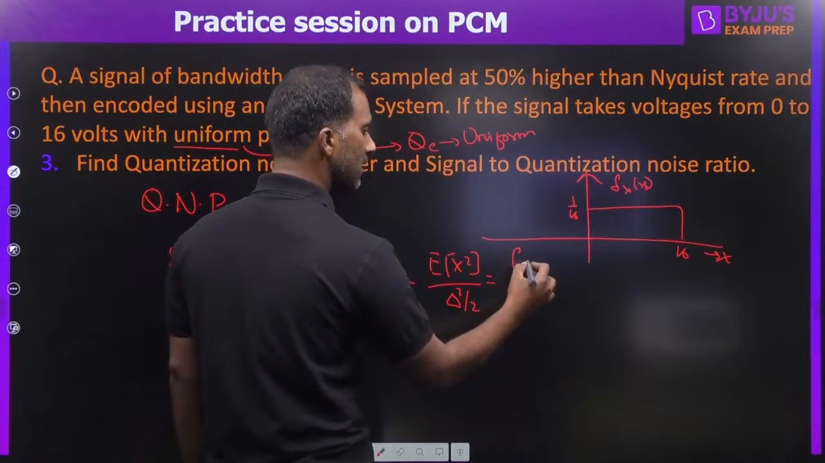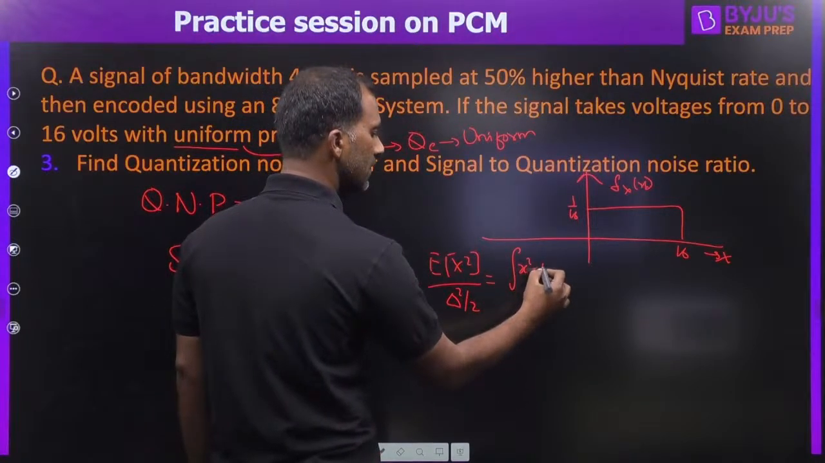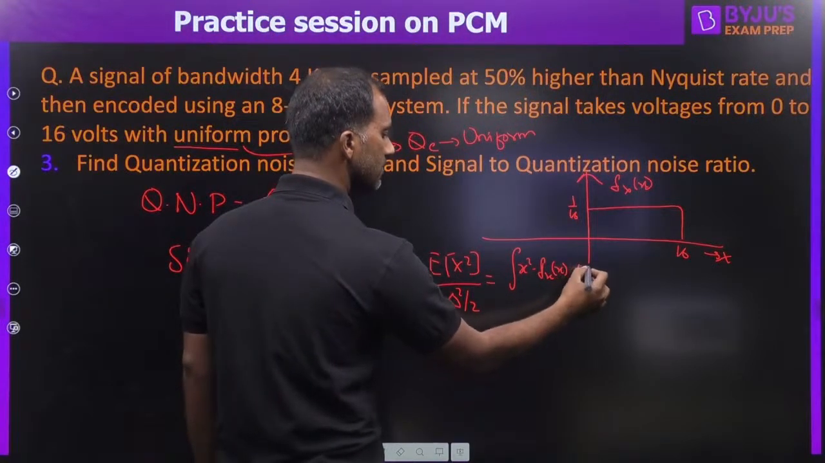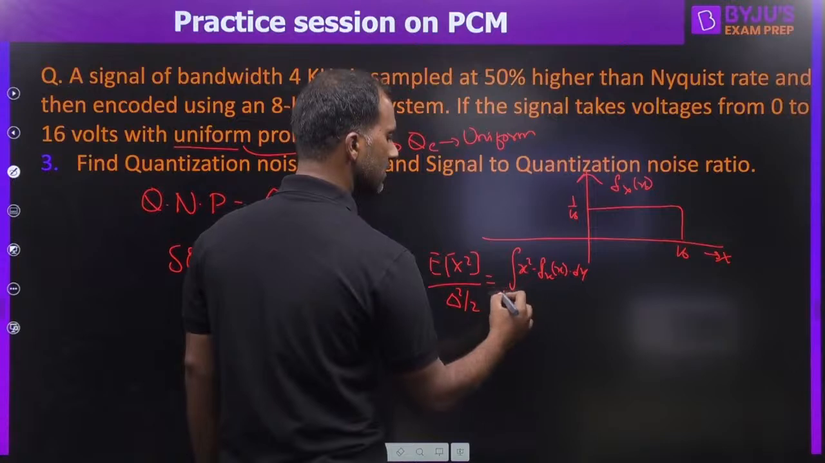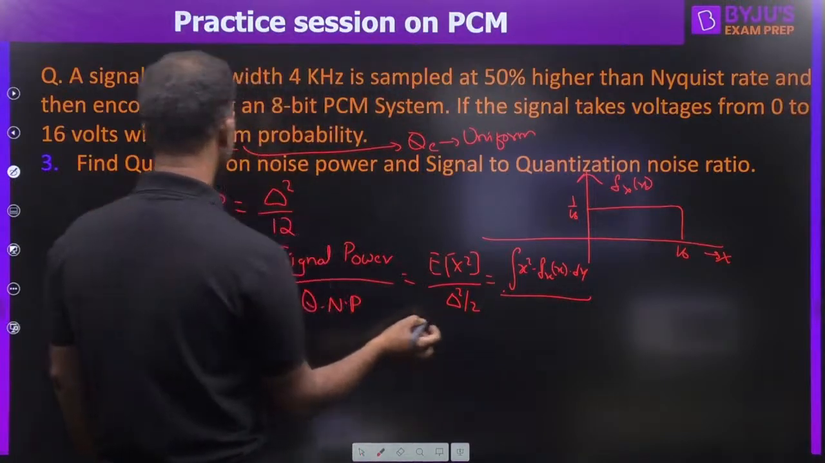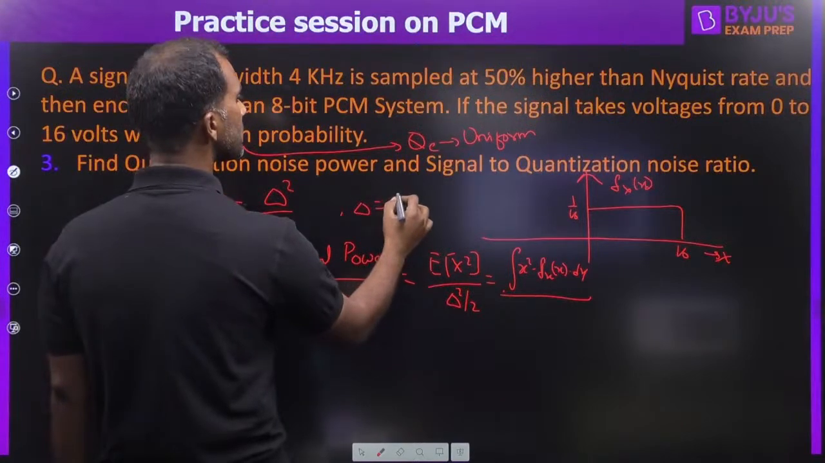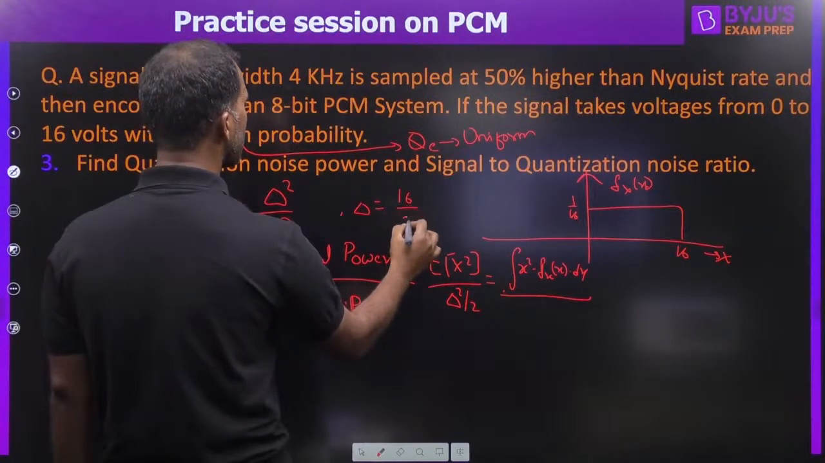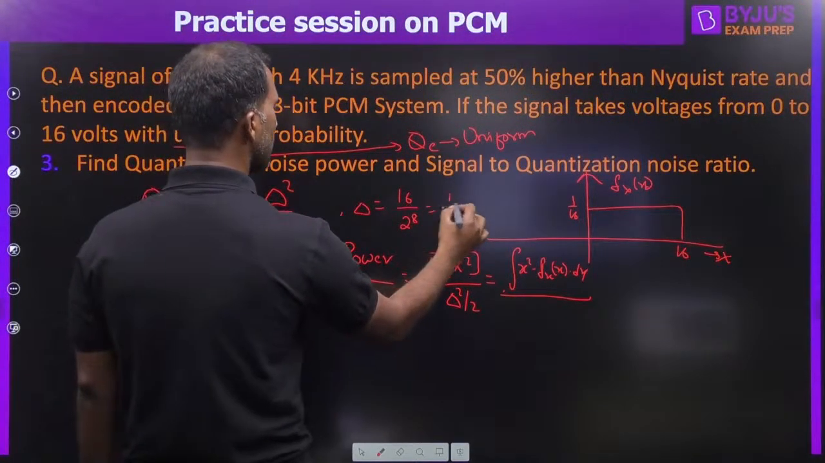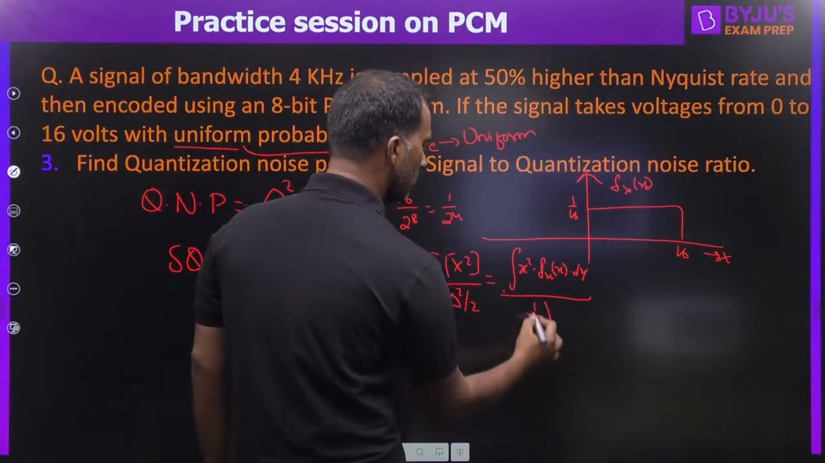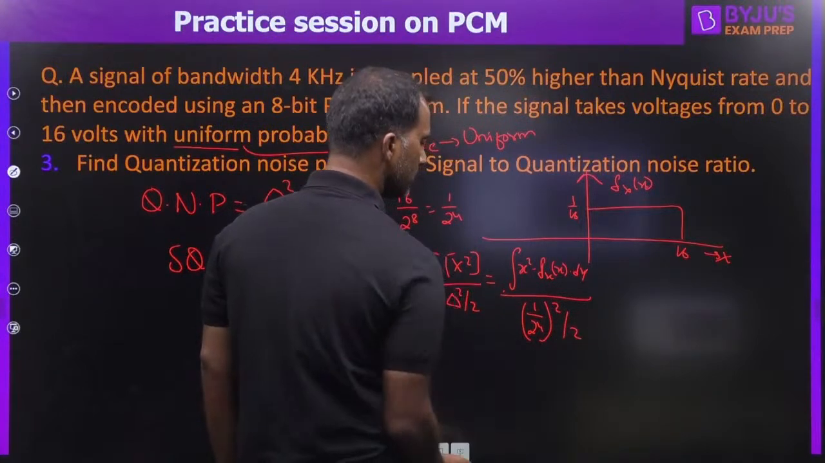And it is integration of x square into fX of x dx divided by del. How much is the del value? In the previous slide we have calculated, I think, del is equal to voltage swing 16 divided by 2 to the power of 8. It is 1 by 2 to the power of 4, whole square divided by 2.